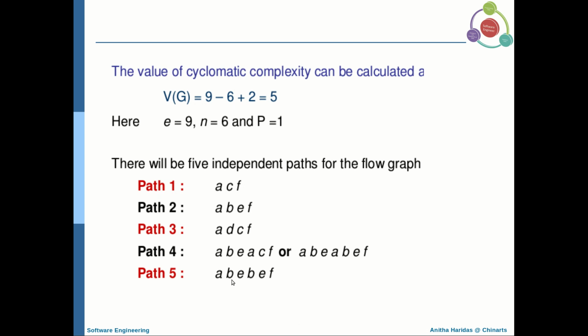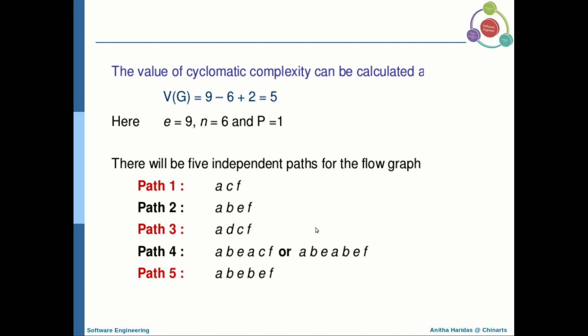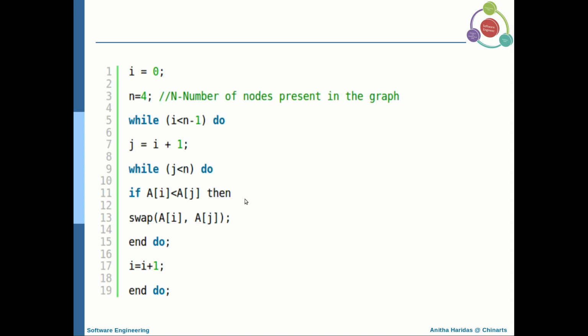And then you have A, B, E, B, E, F, which will be A, B, E, B, E and F. So these are the different independent paths you will have for the given flow graph. Okay, fine. Now let us take another example. This is another example given.